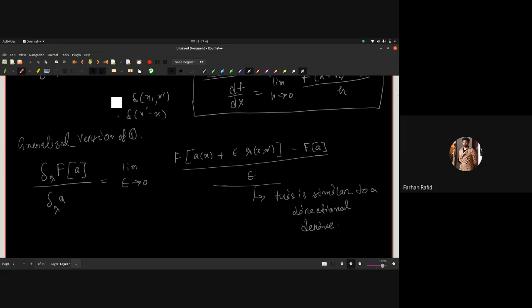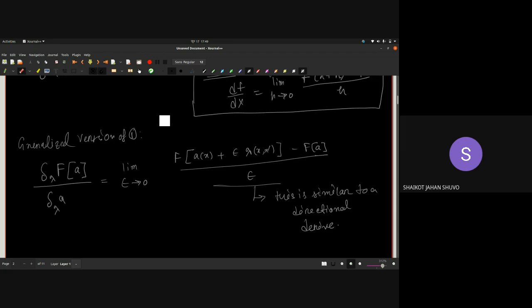In the generalized version, is the lambda a delta function? No, there is only one delta function or delta distribution. So in the generalized version, after epsilon, any function can exist, not just a delta function. No, lambda is any arbitrary function.